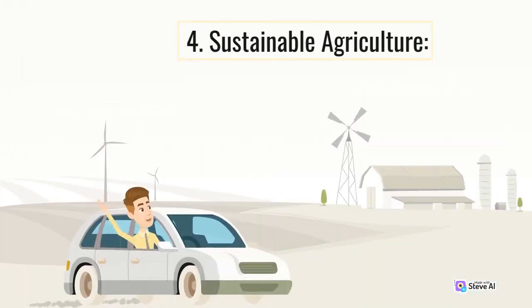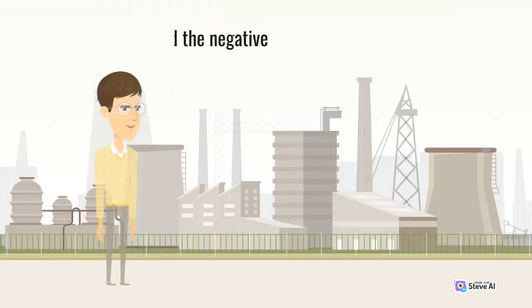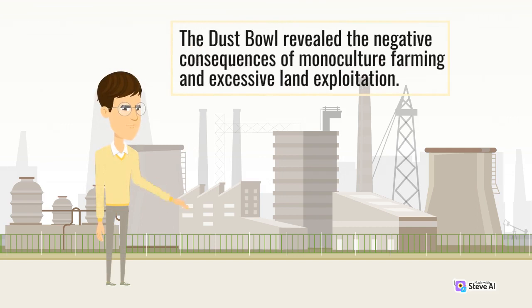4. Sustainable agriculture. The Dust Bowl revealed the negative consequences of monoculture farming and excessive land exploitation.